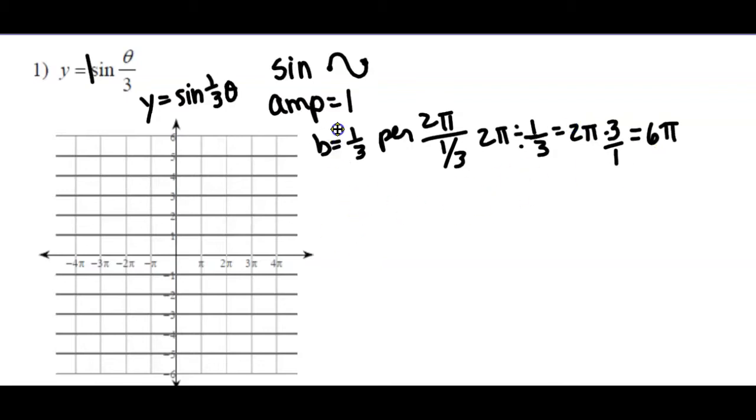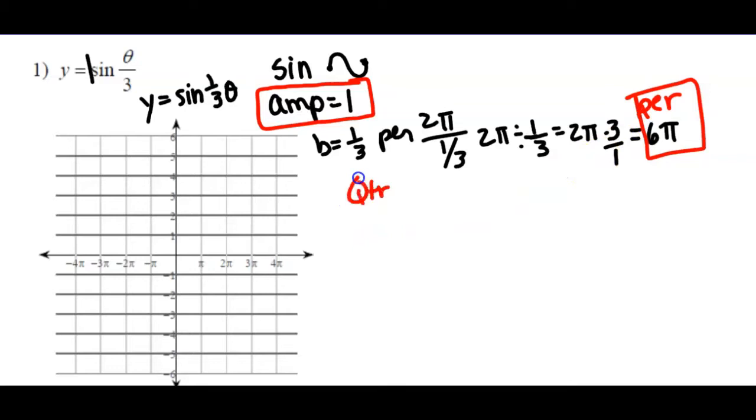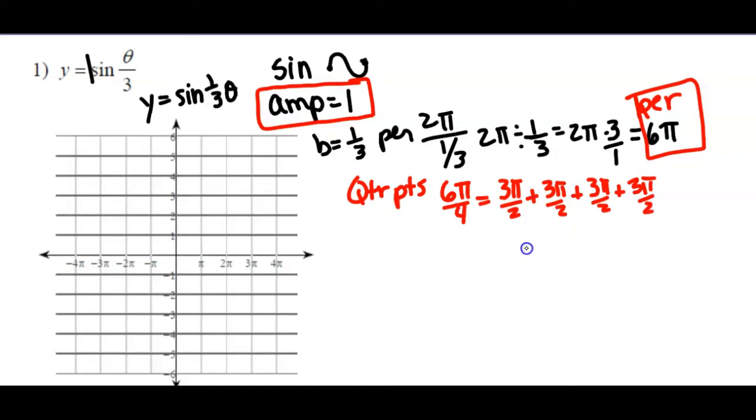Okay, so the amplitude is 1. The period is 6 pi. Now, that means the quarter points are going to be every 6 pi over 4, or 3 pi over 2. And then you're going to keep adding those on. So you're going to add another 3 pi over 2, another 3 pi over 2, and another 3 pi over 2 to find all 4 of them.